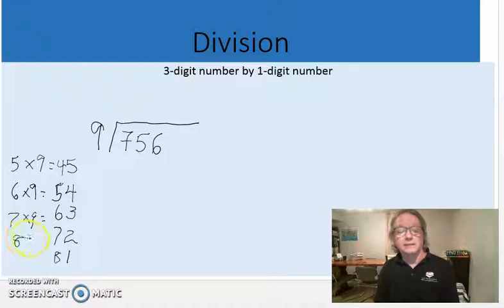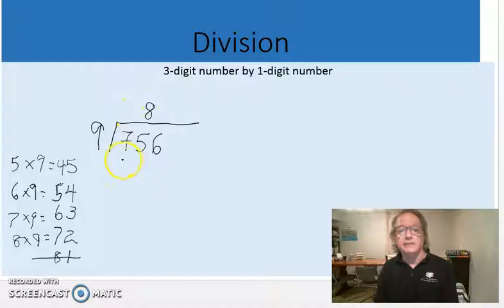And that's 8 times 9. And the next one would be 9 times 9, but we can't go there because 72 is as close as I can get. So 8 9s is as close as I can get. So I put my 8 over the 5 because that's where we started. If we could have done this one, I would have put the number here.